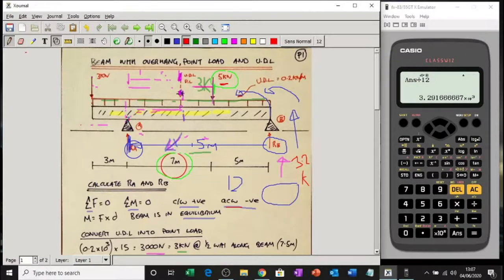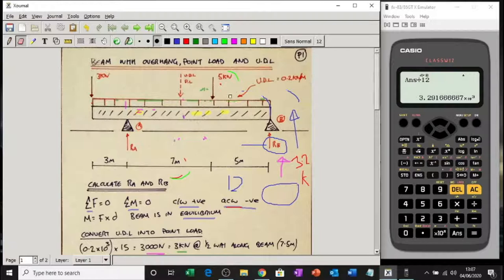So now we know that. Let me get rid of some of this stuff here. I need to get a big rubber out. So now we know there's 3.3 coming up. We need to find what RA is. So we can do the same process like we've just done, but we'll take moments about point B now. So I'll get rid of all of that. We need to find this now. So we'll take moments about point B to find RA.